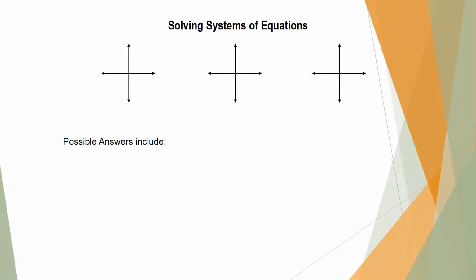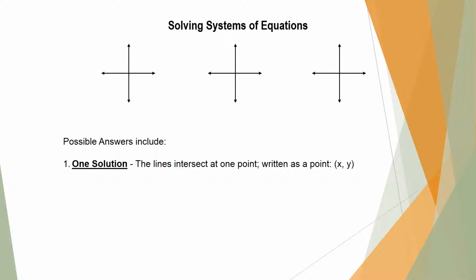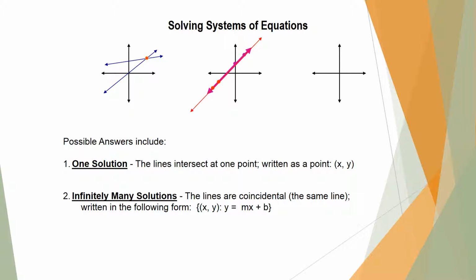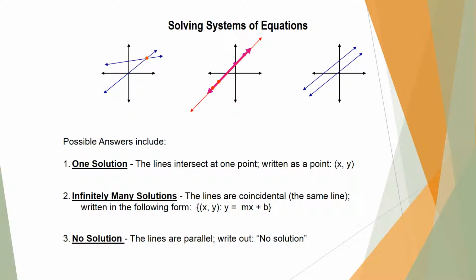Okay, so let's review the three types of solutions you can have for a system of two variables: one solution, infinitely many solutions, and then no solutions.